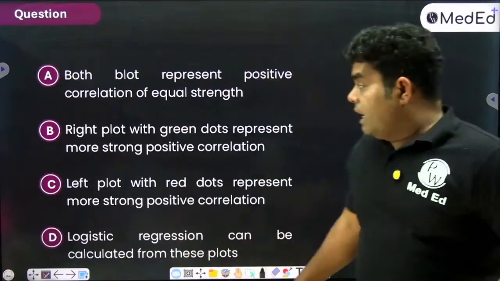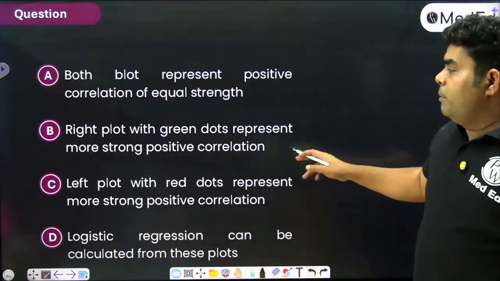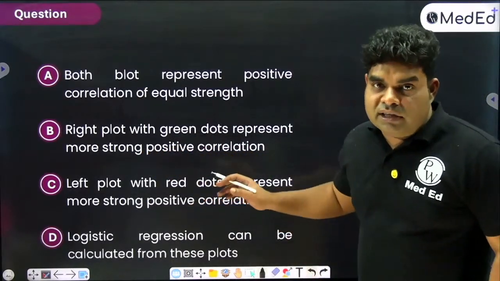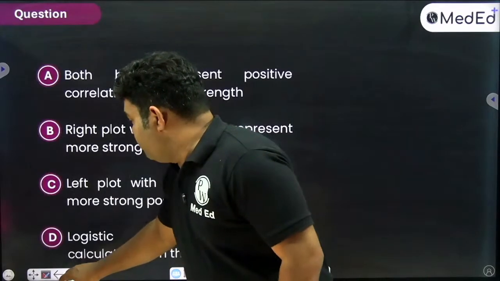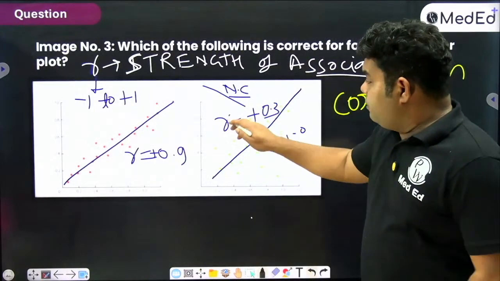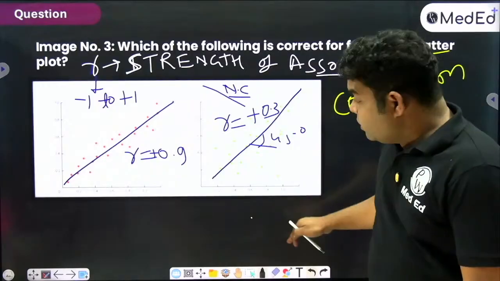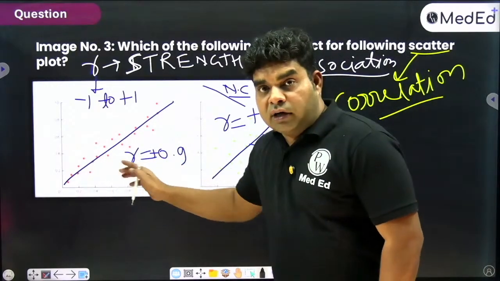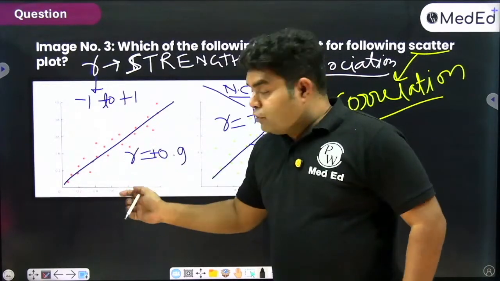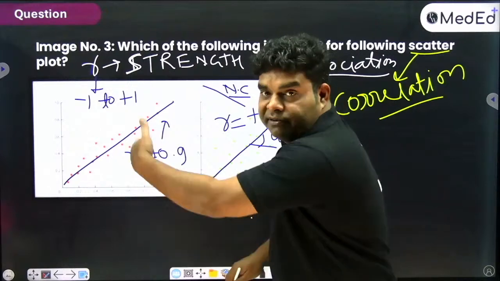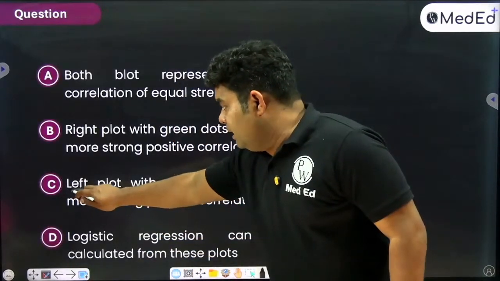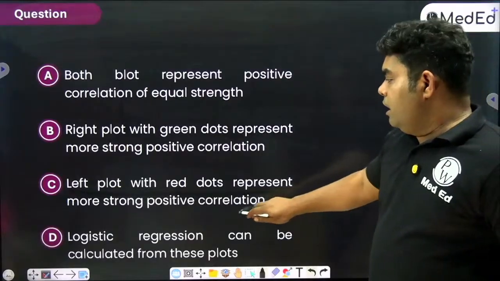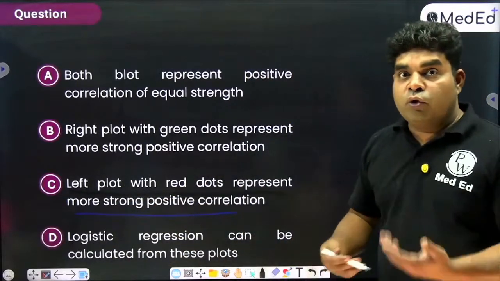Second, right plot with green dot represents more strong positive correlation. This is correct. This was the right plot. And right plot is showing weaker correlation. Left plot with red dot, it is 0.9. So strong correlation is in the left side plot. So correct answer is C. Left plot with red dot represents more strong positive correlation, plus 0.9.